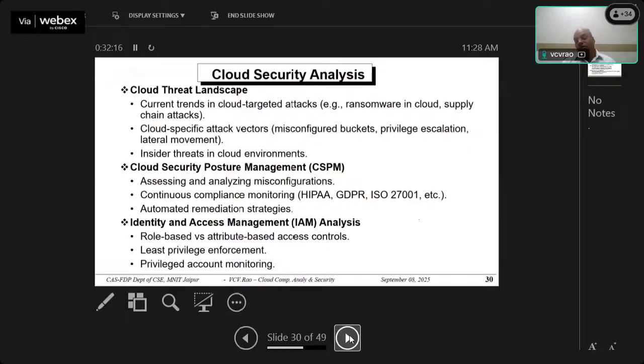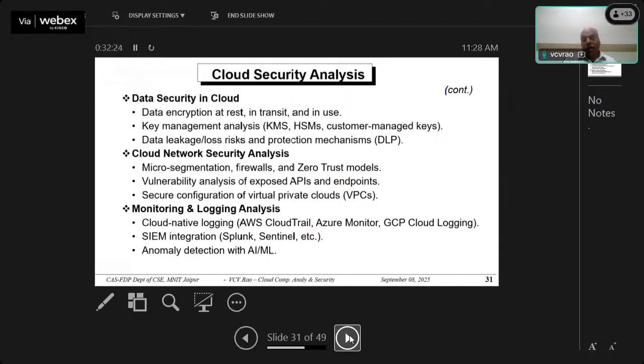Identity and access management, IAM analysis, for which I already gave some basic things. These also we need to know. And data security in the cloud: one needs data encryption at rest, in transit, and in use. That is, we should know the encryption strategies. And then we have cloud network security analysis, and monitoring and logging analysis. In all these things, for some we can write tools, but we should know the meaning of each one, how they are implemented, and get an idea of them.